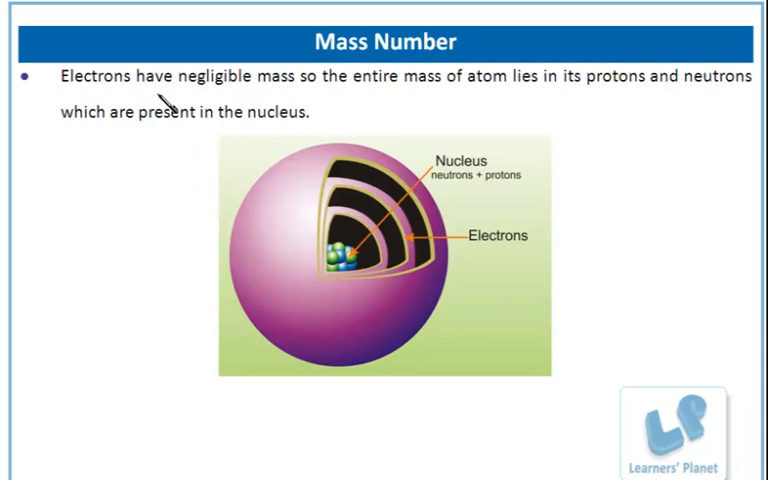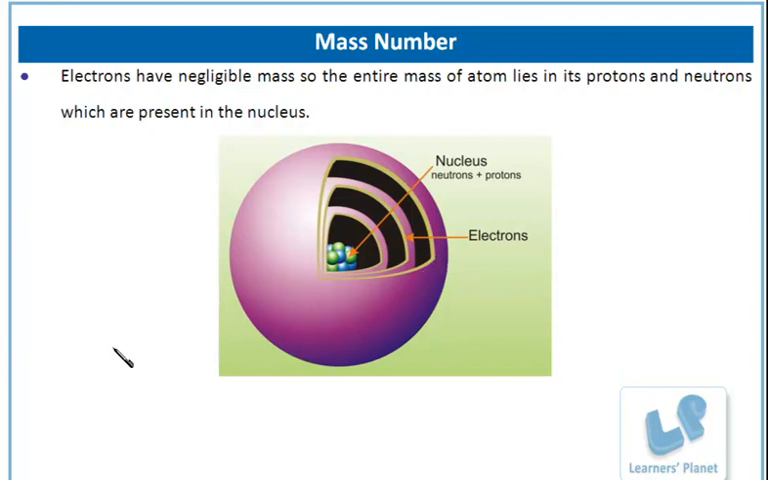Let's take up the mass number. Electrons have negligible mass. So the entire mass of an atom lies in its protons and neutrons, which are present in the nucleus. This is the structure of the atom, the Bohr model. The nucleus is residing at the center, and these are the various shells in which electrons are distributed. Now what is the mass of an electron?